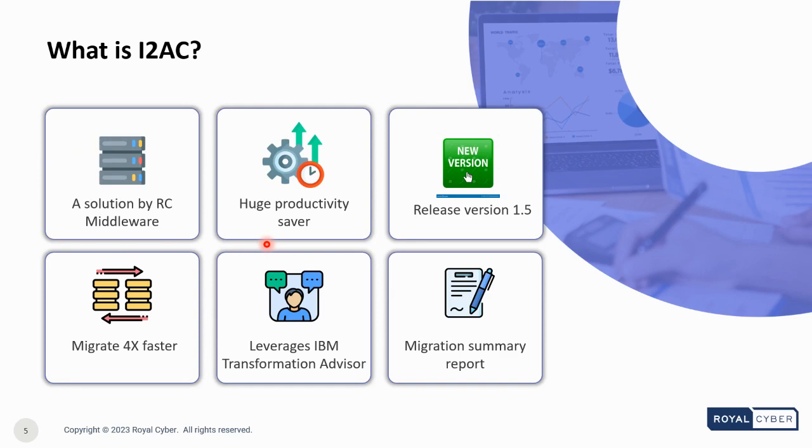We are releasing version 1.5 today, which has some exciting features which I'll talk about shortly. The entire solution comes with a managed framework that provides an easy to use UI and event log and handles all errors gracefully. It leverages IBM's Transformation Advisor to provide you change recommendations and a nice summary report that shows a snapshot of the migration activity. You can see all the integration servers that are migrated successfully or failed during the migration activity, including details such as error code and reason for the failure on the migration summary report.